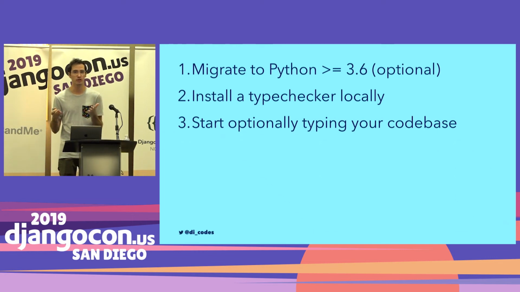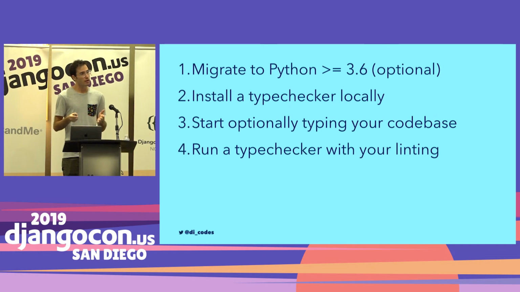And then you can start optionally typing your code base, right? Start with maybe your most confusing and hairiest files. You can start with the easiest things to type check as well. Remember, you don't have to do it all at once, so you can just start in some place, do it gradually, pick the critical areas and start there. And then once you get to a point where you have some type checking in your code, you can run the type checker when you lint your program.